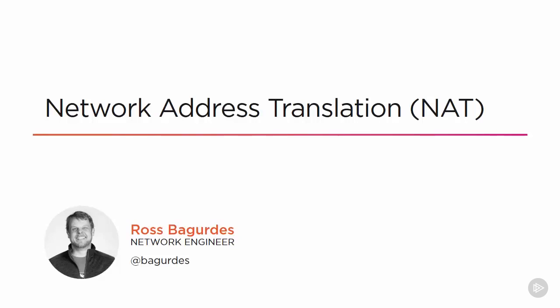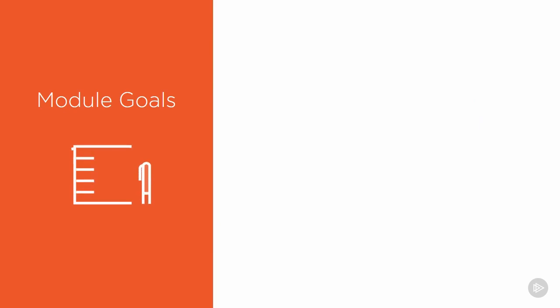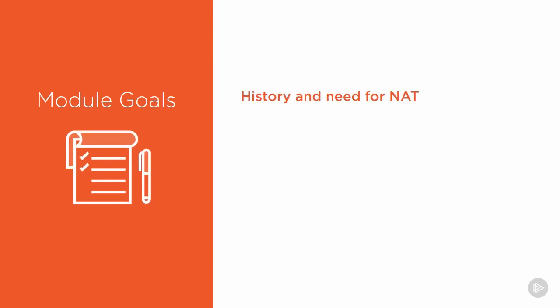In the second module of Introduction to Firewalls, we're going to take a look at Network Address Translation, or NAT. Our goals for this module are going to be to take a look at the history and the need for NAT. Where did it come from and why do we need it?